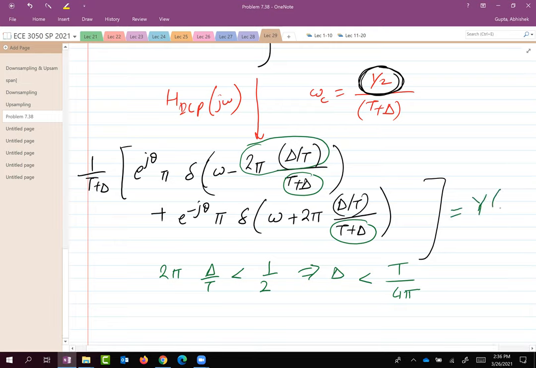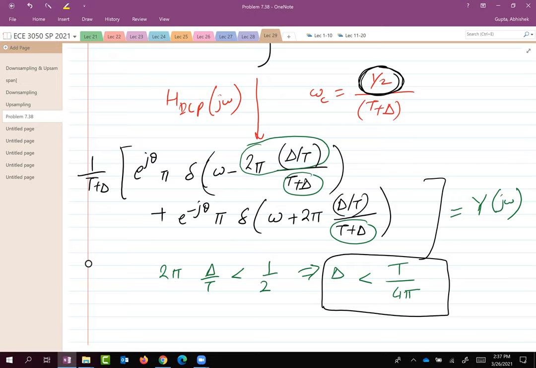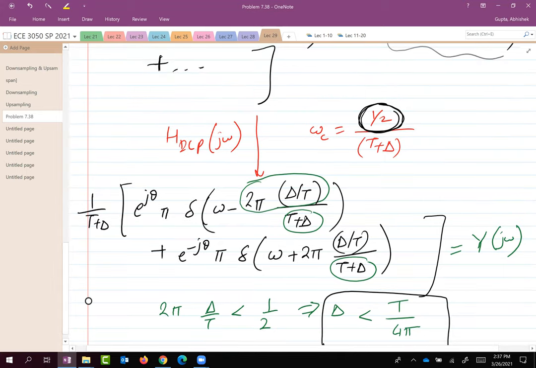And this is my Y(jω). So I can do the inverse Fourier transform to find y(t). You should get the same delta in your solution. But just because you got this delta through a wrong argument doesn't make your answer right. Make sure that you go through the exact series of steps to show that delta less than T over 4π means that these two signals will survive the low pass filter and will satisfy all the requirements for the cutoff frequency. Does that make sense?